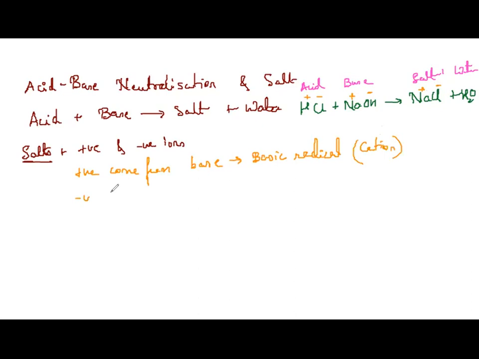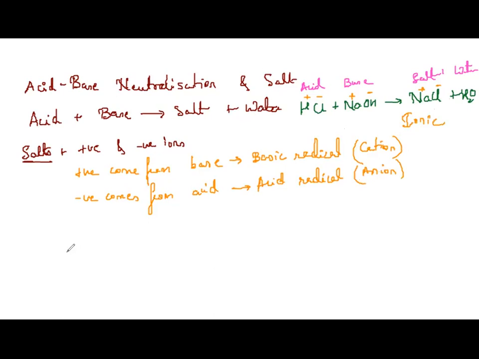Negative ion comes from where? Negative ion comes from the acid. This is true always. Therefore, it is also called the acid ion, acid radical, or you can call it an anion. Always it is so for salts. So the positive ion is a part of a base and the negative ion is a part of an acid. Salts therefore are ionic compounds. The salts can be further classified.